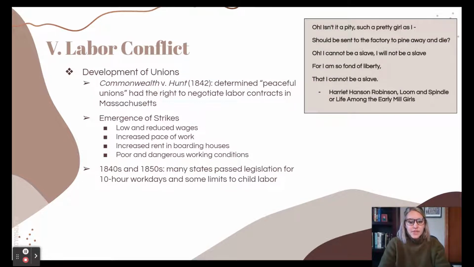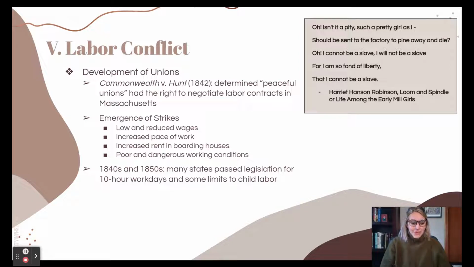Additionally, we see the development of labor unions, and there was a victory for unions, specifically in Massachusetts, in a court case that determined that unions could negotiate labor contracts. And so while labor unions are just in the beginnings in this time period, we see this growth significantly increase in the second half of the 19th century. We do see the emergence of strikes. However, they are not as effective in this time period because we see so many economic dips that it's difficult for people to maintain a strike in that type of economic environment. We do see some states starting to pass some legislation related to working conditions and child labor.